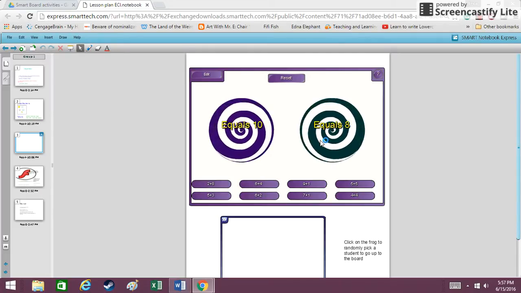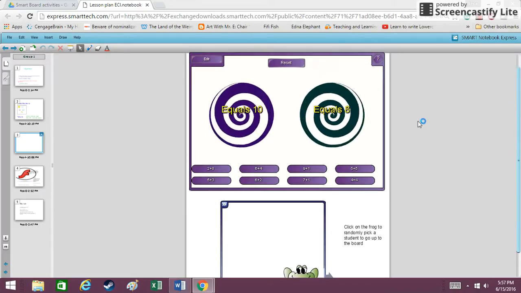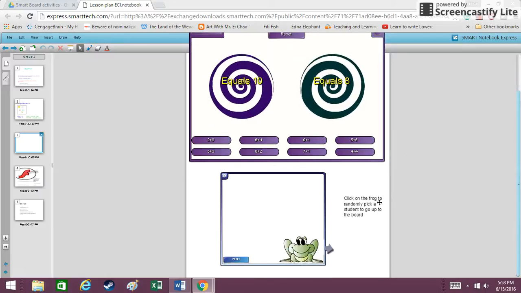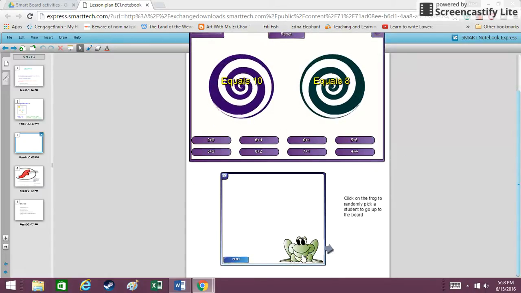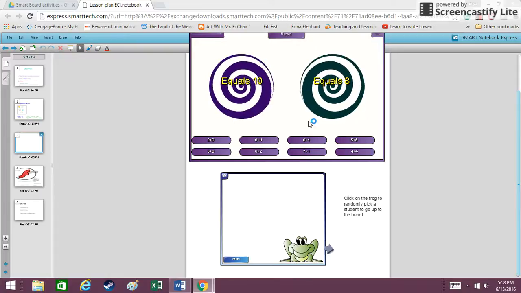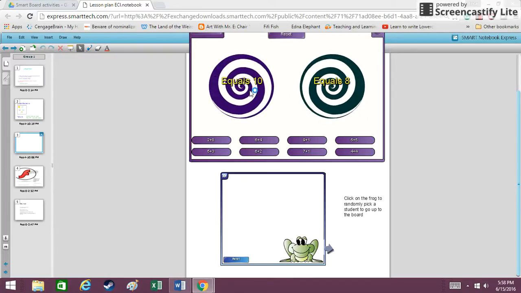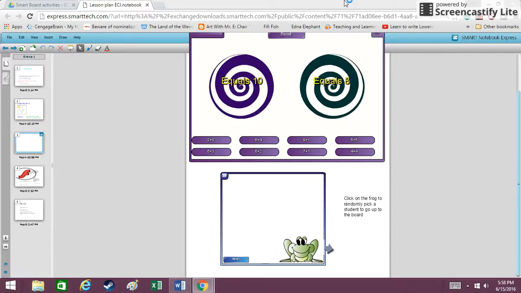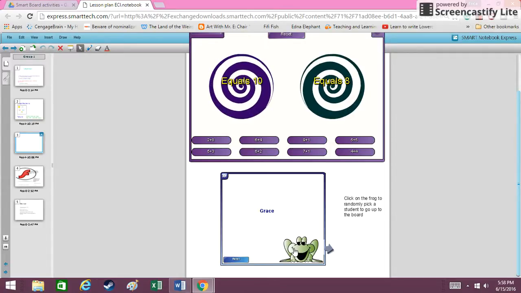So I'm going to call you guys up one at a time by clicking on Mr. Frog here, and he's going to tell your name. And then you're going to come up and you're going to pick a math problem that equals either 10 or 8. And you're going to drop that problem right down into that vortex. Are you ready? All right, let's see who's going to go first.